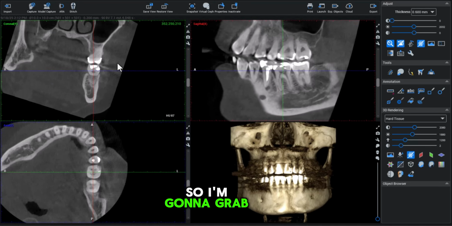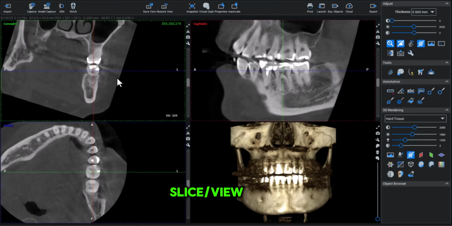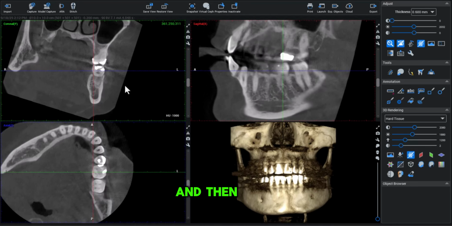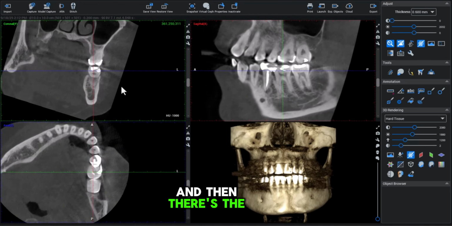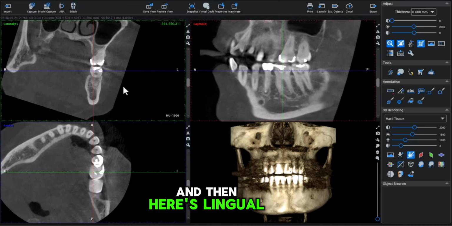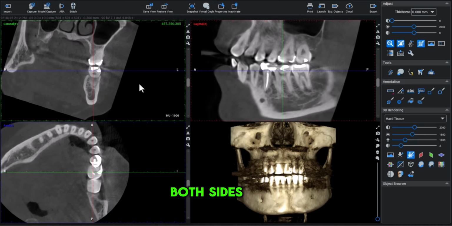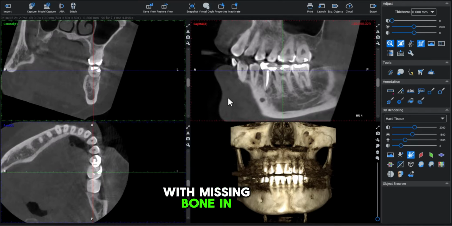So I'm going to grab the coronal slice view here and slide back and forth, so you can see distal or buccal to the fracture. You can see bone, and then there's the fracture, and then here's lingual to it. So there's bone on both sides of the fracture with missing bone in the middle.